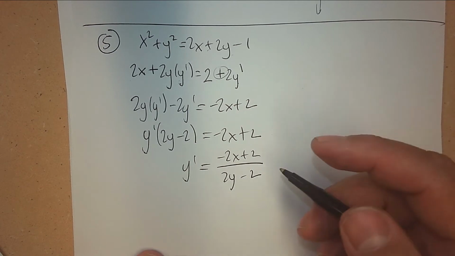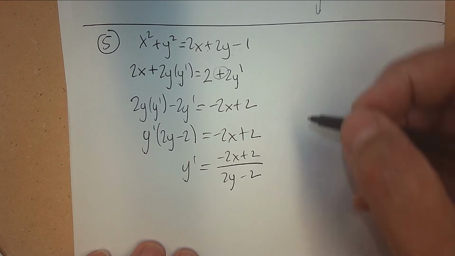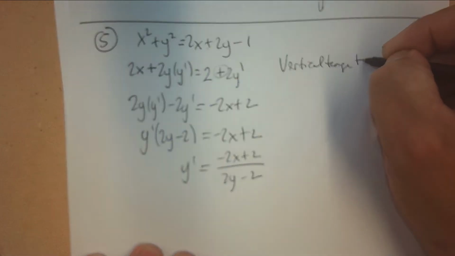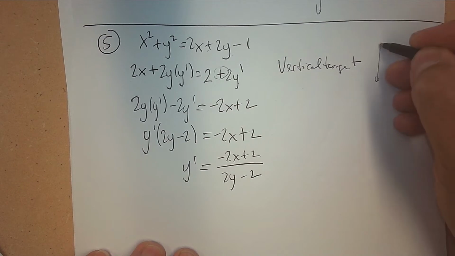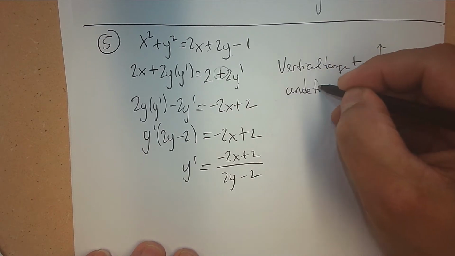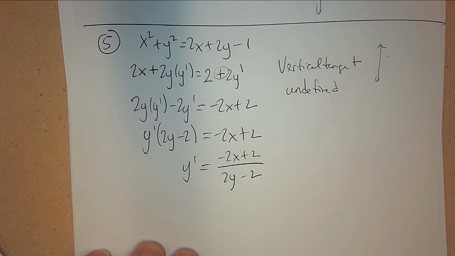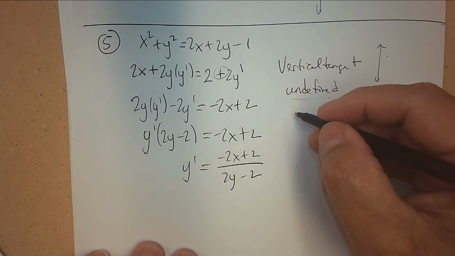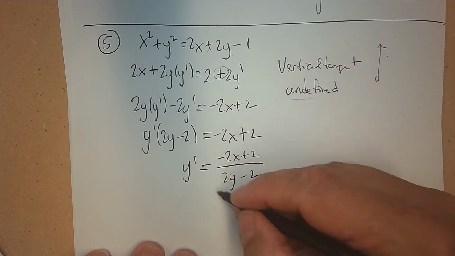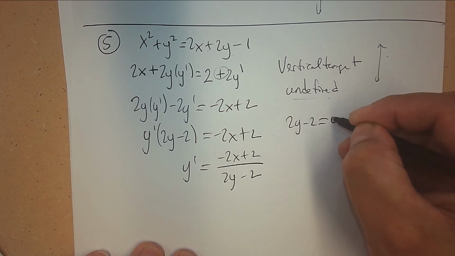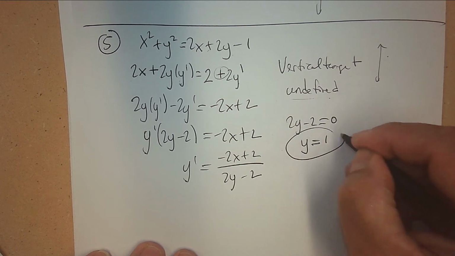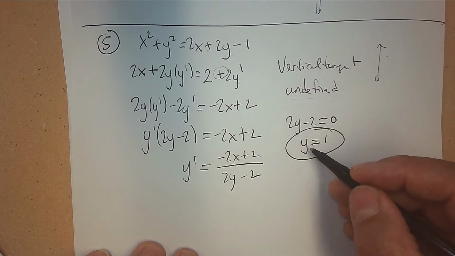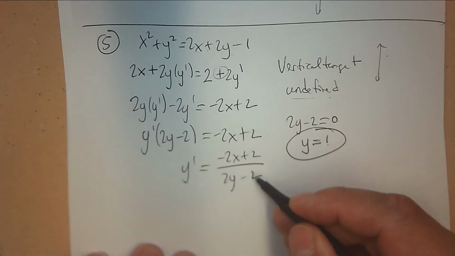Now the question is, where are there vertical tangents? So a vertical tangent means that we have a vertical line. That means the slope is undefined. That's important. So derivative means slope. Vertical tangent means the slope is undefined. You have a fraction. What y value makes it undefined? So it's the bottom. And the bottom cannot be 0. So if you solve it, at what y value is the vertical tangent undefined? And the answer is at y equals 1, because that makes a 0 on the bottom.